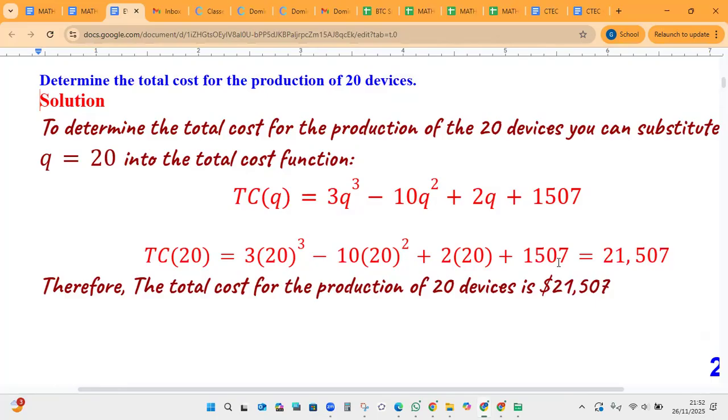You can prove this in your calculator to see if you get 21,507. So therefore, the total cost for the production of 20 devices is $21,507.